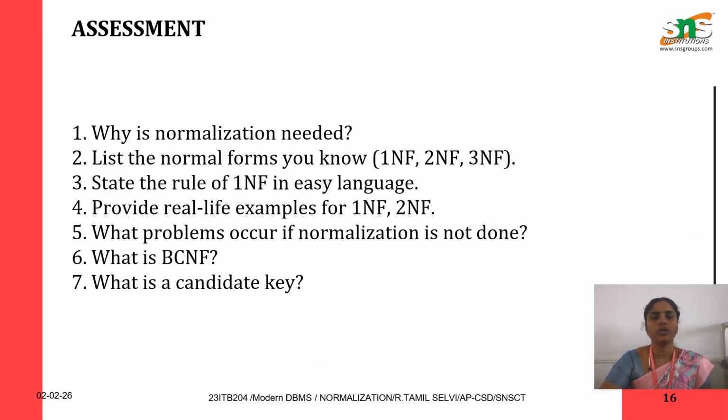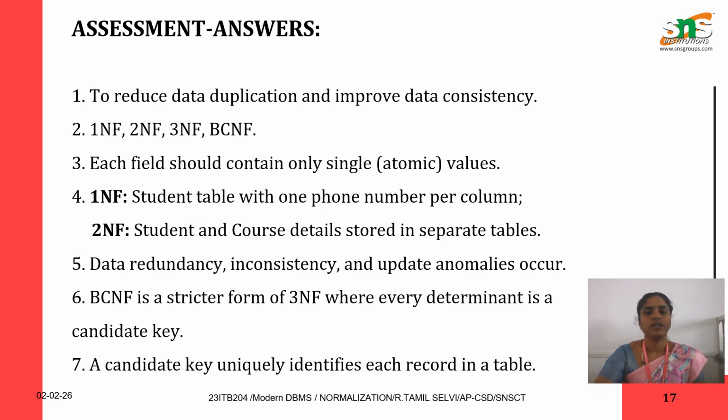So pause the video and try to attend the assessment questions. Why is normalization needed, and list the normal forms you know, for example 1NF, 2NF, and 3NF, and state the rule of 1NF, and then provide real examples for 1NF and 2NF. What problems will occur if normalization is not done? And the next question is, what is BCNF and what is a candidate key? So here I list some simple assessment questions based on the topic we have discussed today. I also add the answers for the assessment. So kindly pause the video and take time to solve the questions.